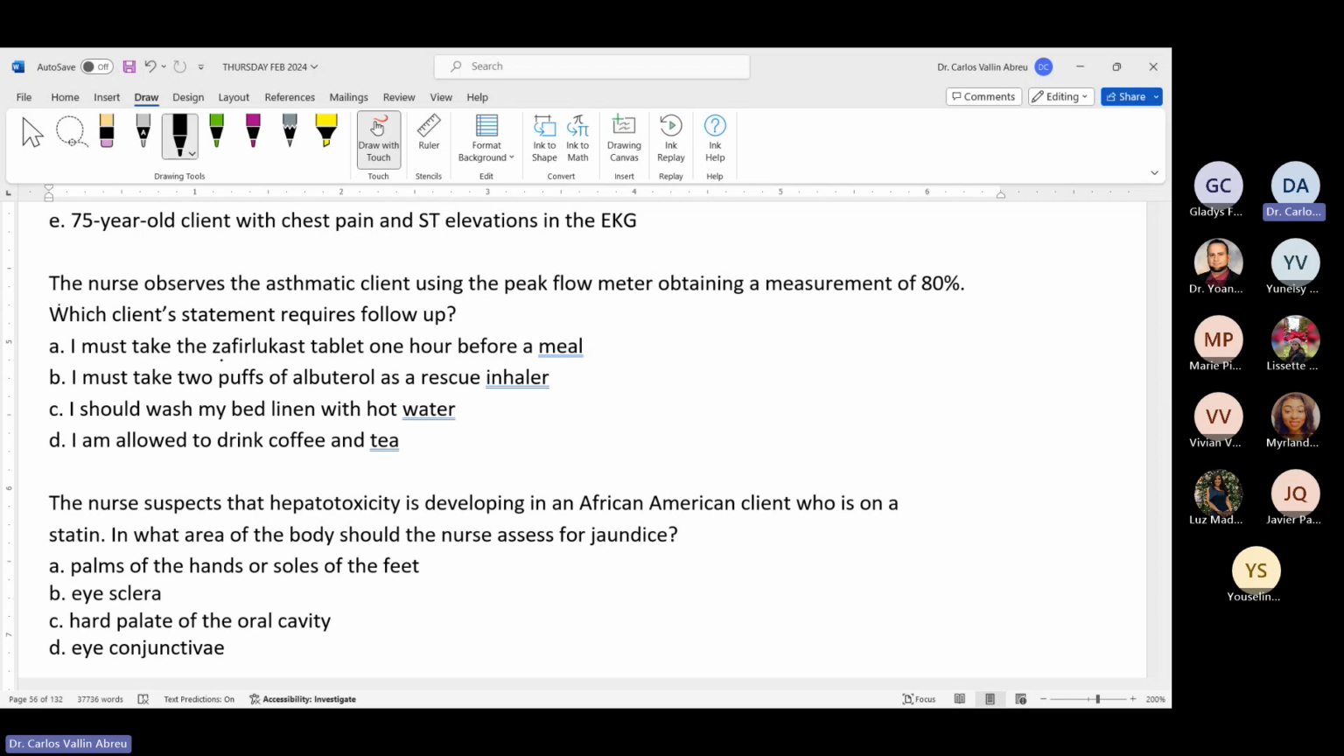Because it's taken every day, the Zafirlukast should be taken on an empty stomach. And the best moment of an empty stomach is 1 hour before a meal. So 1 hour before a meal is considered empty stomach. So it is correct. Zafirlukast should be taken on an empty stomach. The other one is the Montelukast.